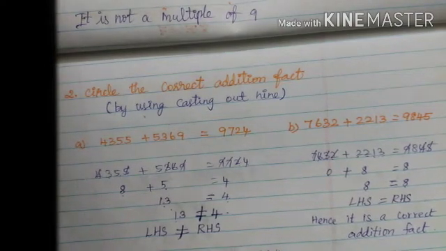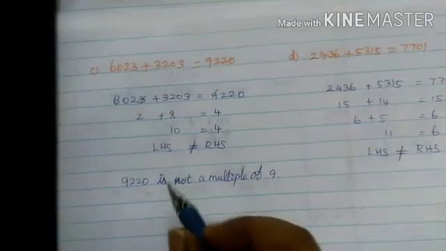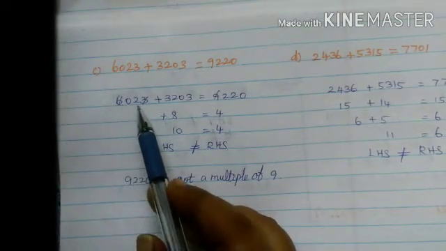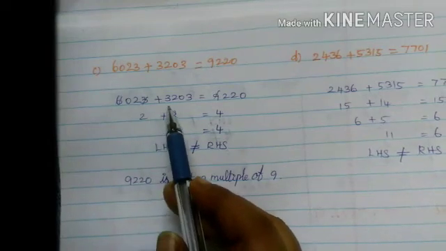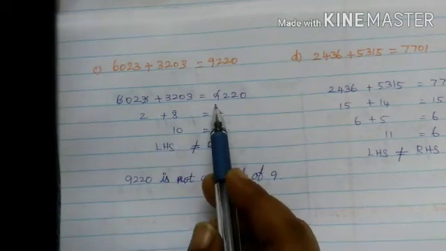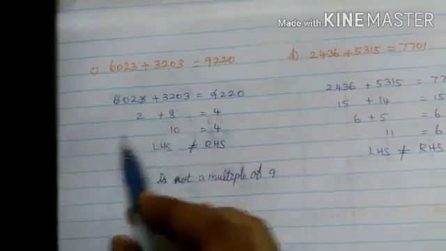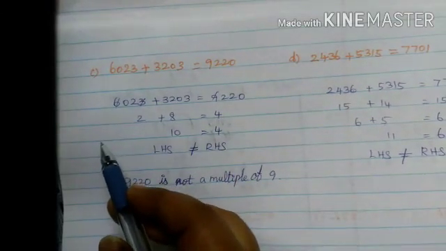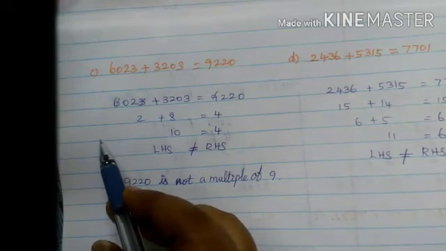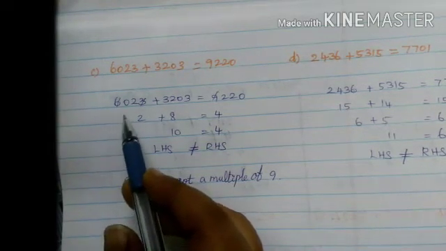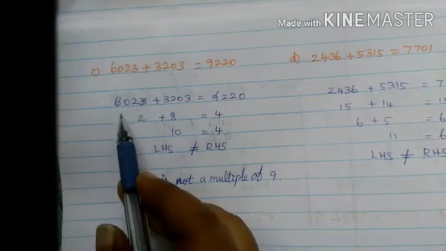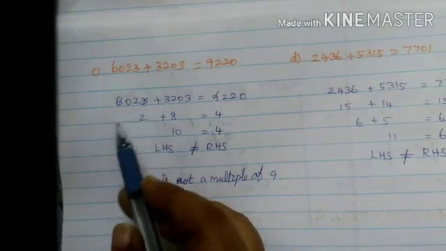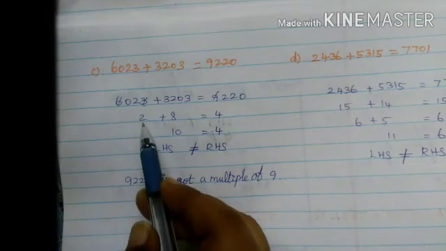You understand, children? Then next one sum. Same method. 6023, 3203, 9220. So you first take one number. If any one number is 9, or any two numbers added give 9, that number you leave. 6 plus 3 is 9, so you cut the number. 0 leave it here. Remaining number 2 only.